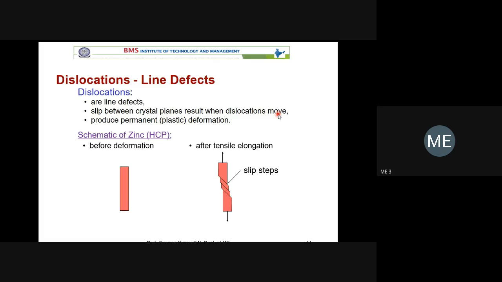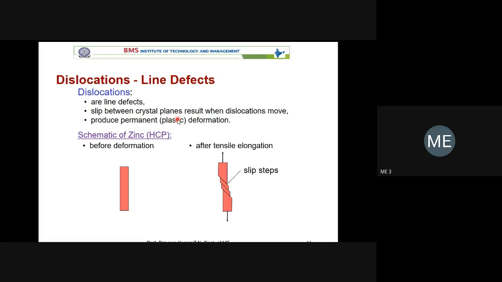Slip between crystal planes results when dislocations move. Sometimes during the rainy season, the floor is wet, and you may slip also. You can imagine that. In a similar way, when materials are subject to external loading, the complete crystal or the grain will slip, or a group of atoms will move. The same thing is shown here.